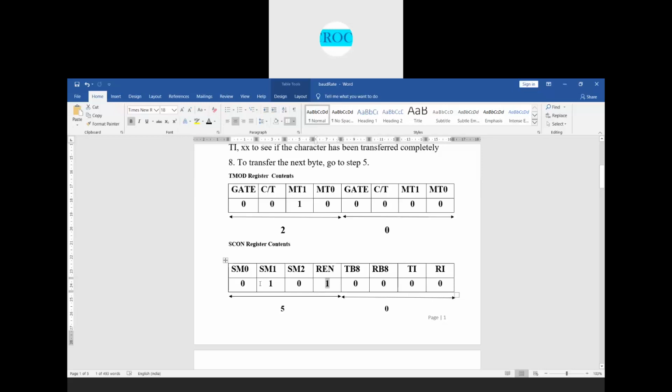Only here in the SCON register, we set just the mode bits, the modes of serial communication, and also this REN receive enable bit, right? Since it is mode 1, the bit combination is 0 and 1, and this bit should always be set in order to transmit and receive bits serially, right? So we have 50. The SCON register is loaded with the value 50H, indicating serial mode 1, where 8-bit data is framed with start and stop bits.